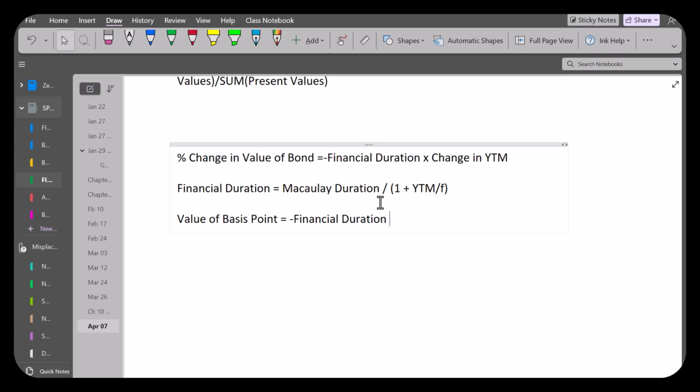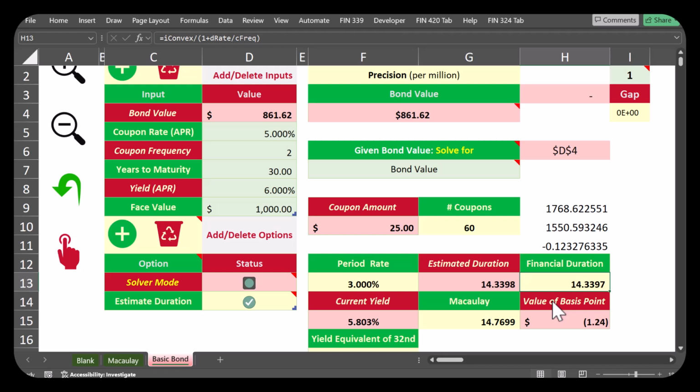Bond value times 0.01%. So if the bond yield or the yield to maturity goes up by exactly 1 basis point, what is the dollar amount of change you should expect in the bond value? But the financial duration itself is the percentage change, at least an estimate of the percentage change, if the bond yields increase by a small amount.